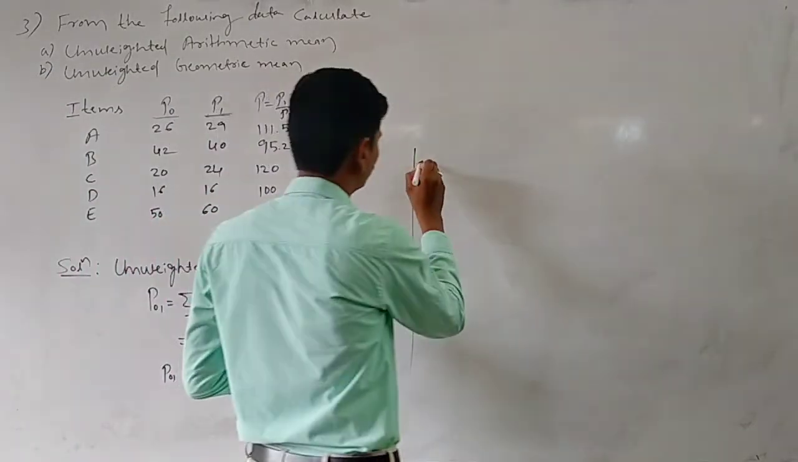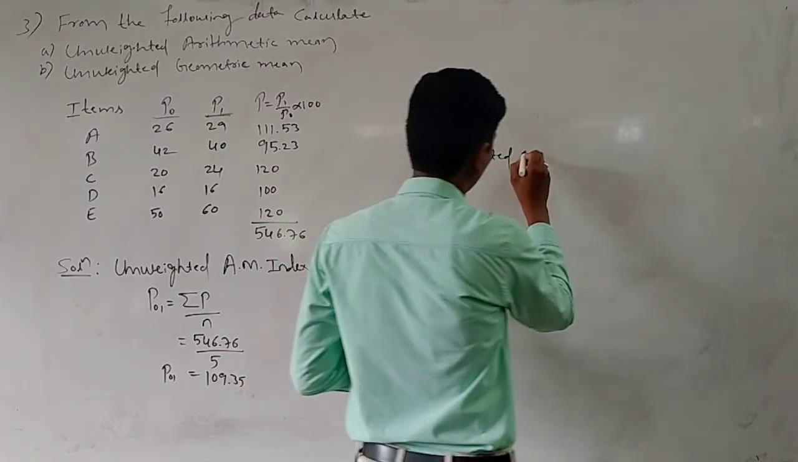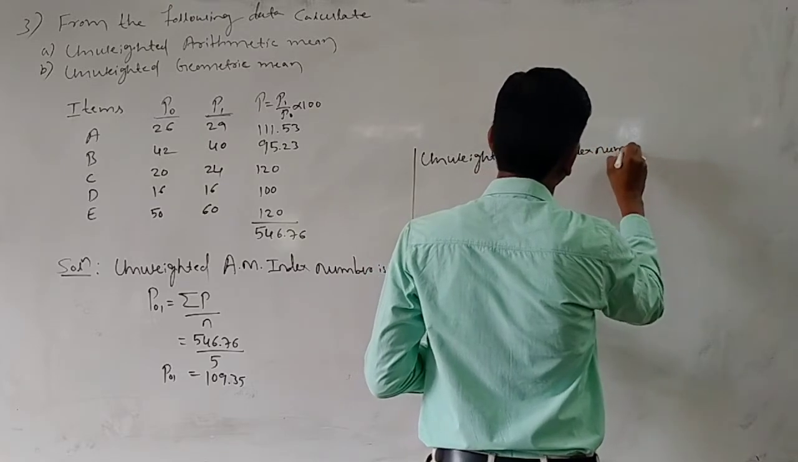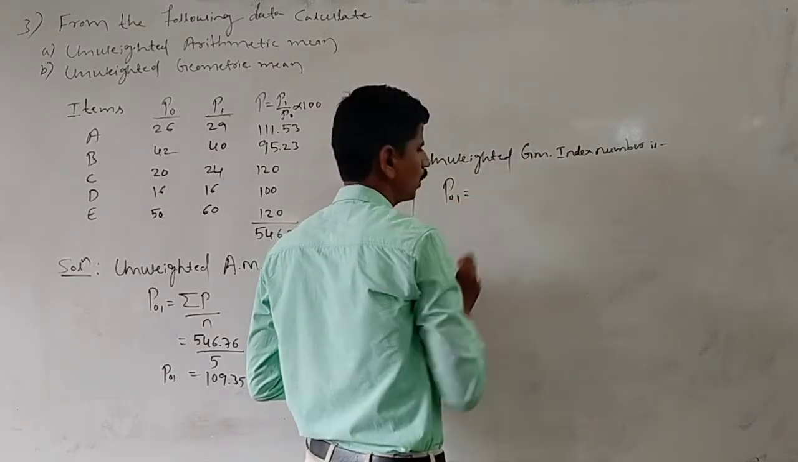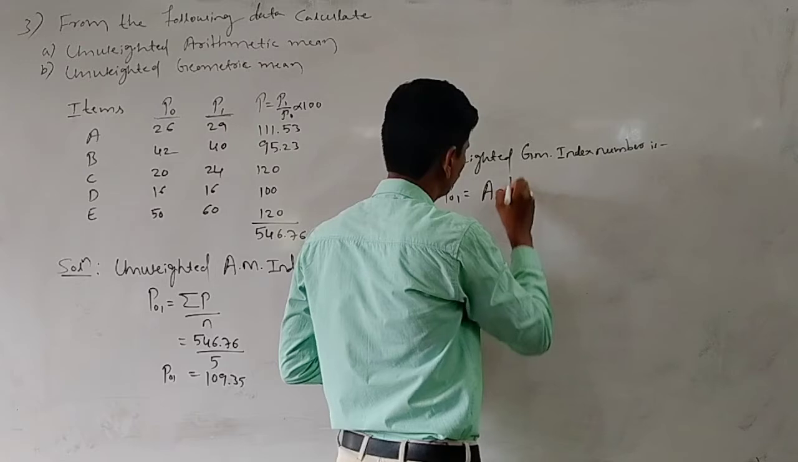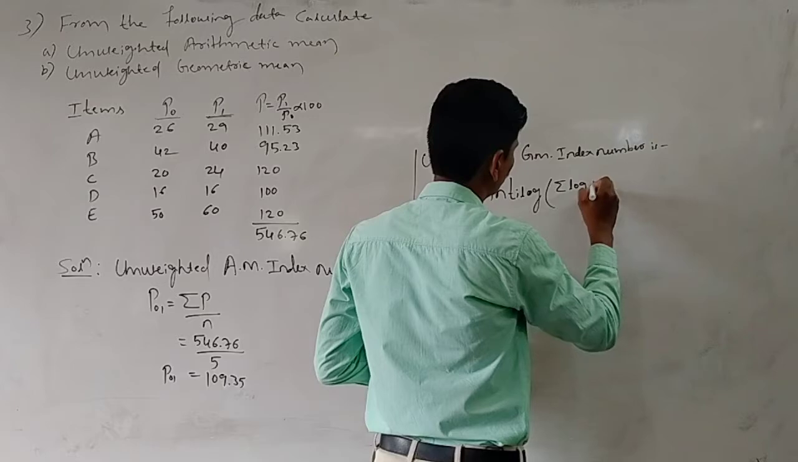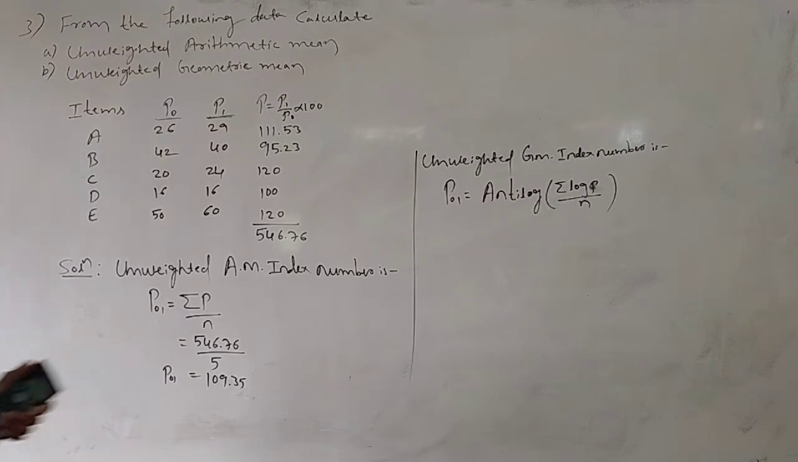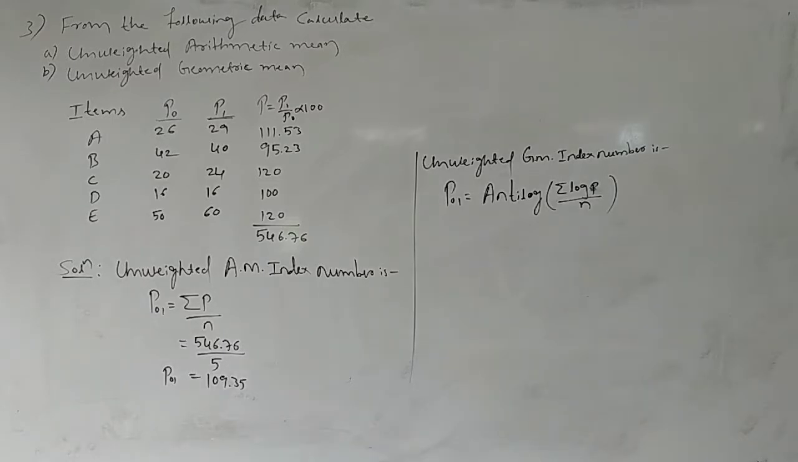Next, we have to find the unweighted geometric mean index number. We have to apply the formula, that is antilog of sum of log P by n. The unweighted geometric index number is P naught 1 equal to antilog of sum of log P by n.